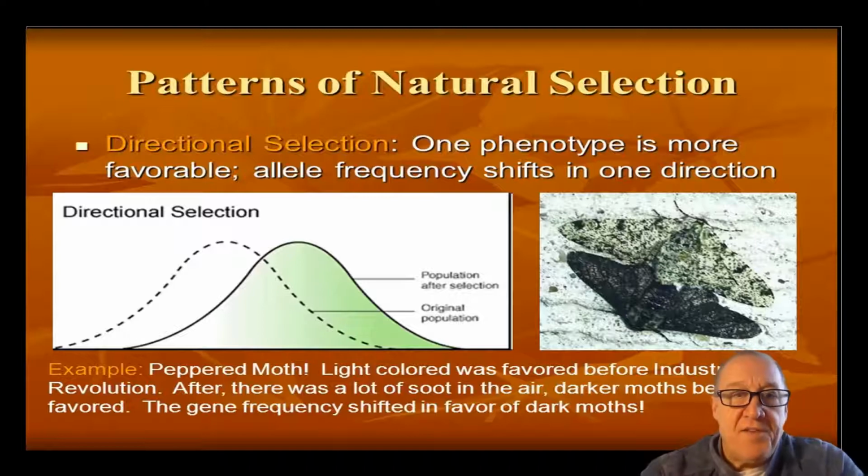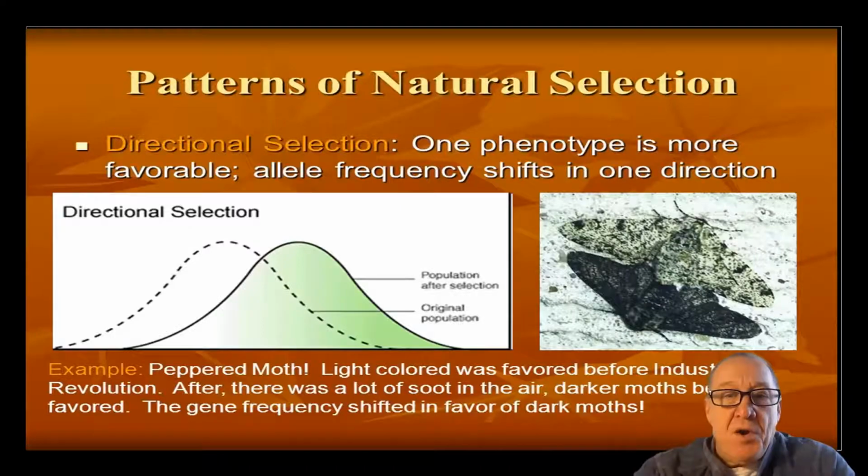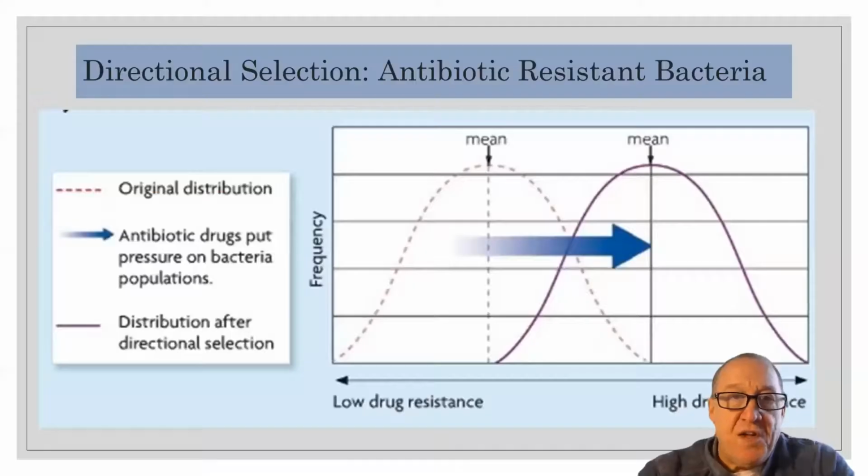And if you see the graph, here's the original population, and you can see that these were the whiter or the lighter color moths. Well, if you look, the curve or the graph shifts to the right directionally, favoring the darker colored moths. And that's the whole idea behind directional selection. And you should be able to look at these graphs and determine what's going on based upon the shift in the actual graph itself. Another good example of directional selection is antibiotic resistance.